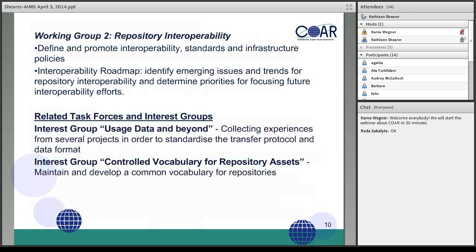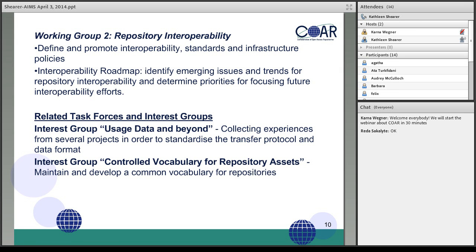The second working group is repository interoperability, and this is a really important area for COAR. Here we try to promote interoperability standards and policies. One of the things we're working on right now is an interoperability roadmap, and this roadmap is looking at all of the issues related to interoperability with repositories on two levels.